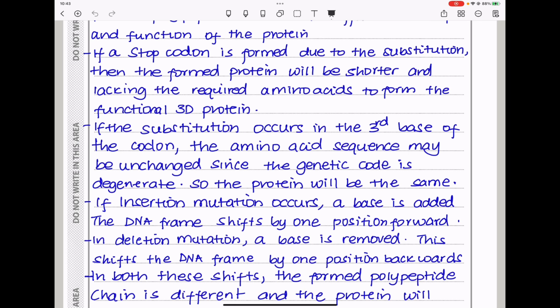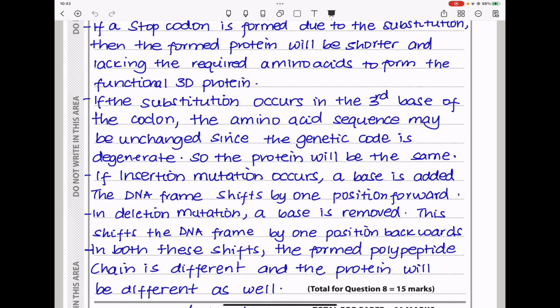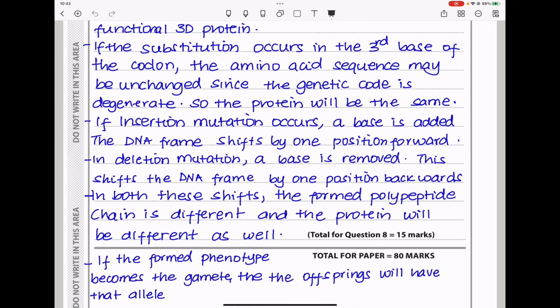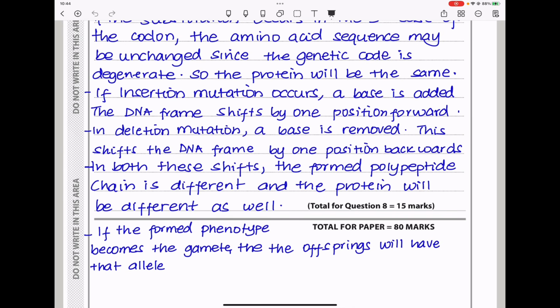If an insertion mutation occurs, a base is added, and the DNA frame shifts by 1 position forward. If a deletion mutation occurs, a base is removed, and this will cause the shifting of the DNA by 1 position backwards. So in both these shifts, the formed polypeptide chain is different, and the protein will be different as well. If the mutated allele ends up in the gamete, then the offspring will have the allele.